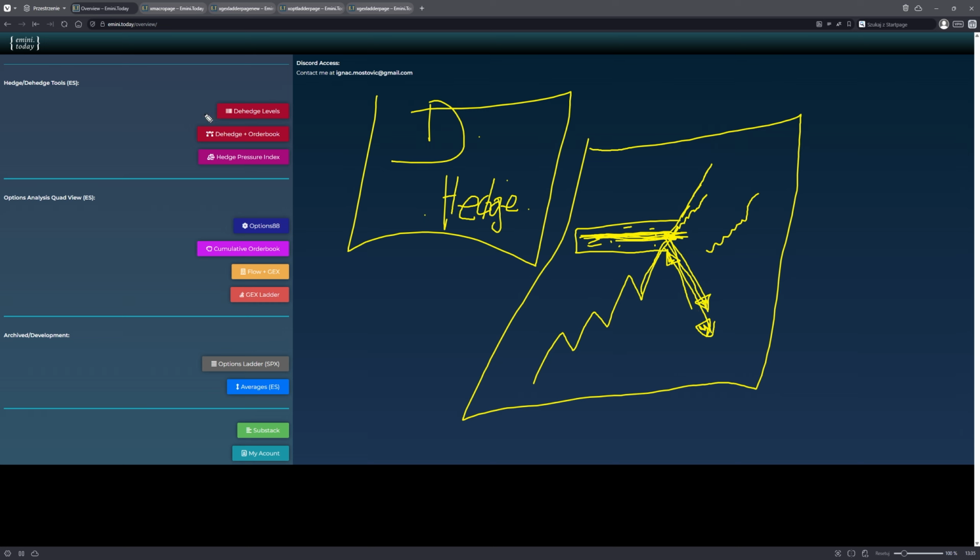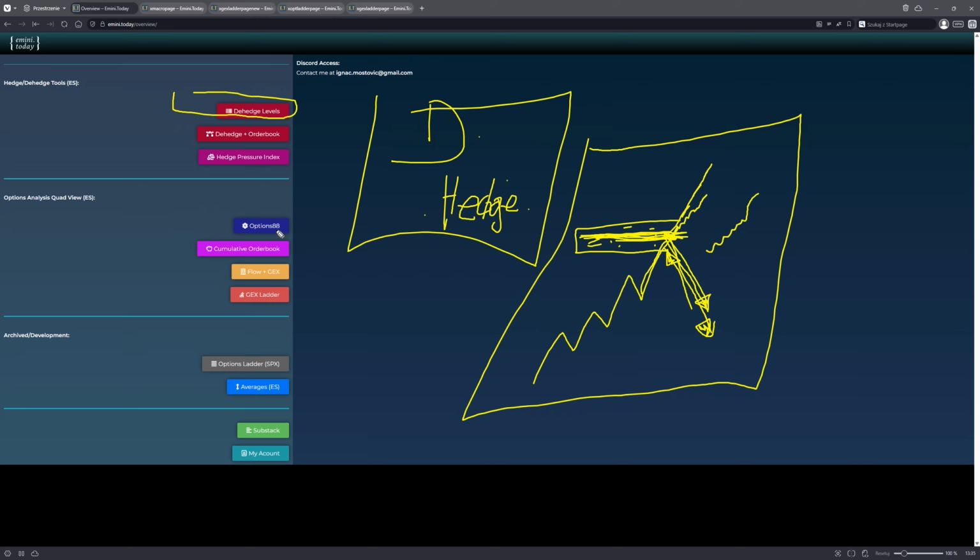And these are the new tools which are in the terminal here. So the Dehedge levels, basically these are the most significant areas where it is highly likely that the dealers will have to de-hedge their position. So it will have the impact on the market opposite to hedging. So it will be against the current flow.